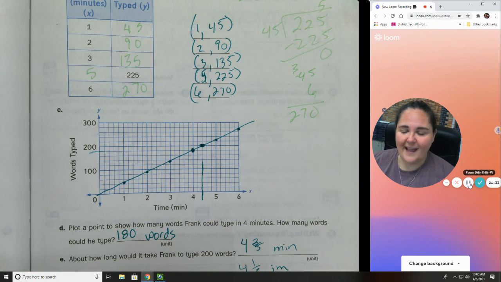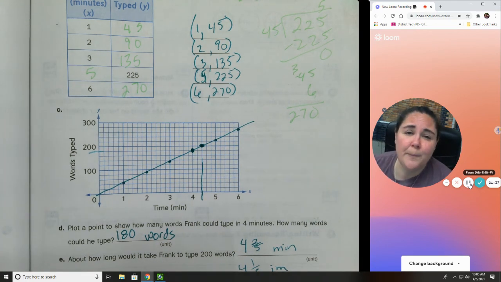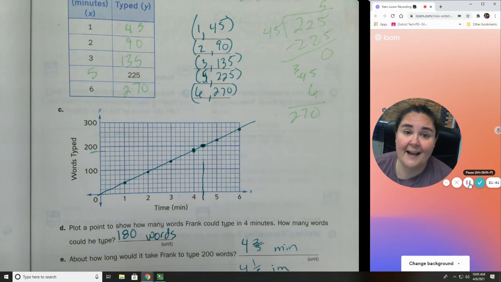Absolutely. All right, that is how we use data on the graph. That is why it's super important that when you're drawing those lines, you are very accurate with them. Okay? Be very careful with them.